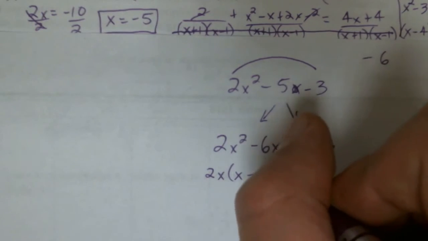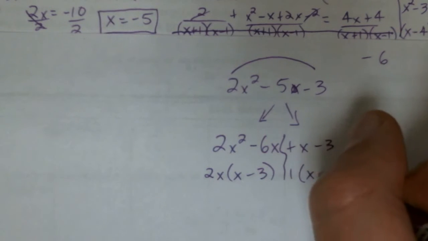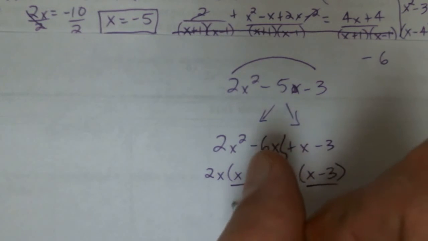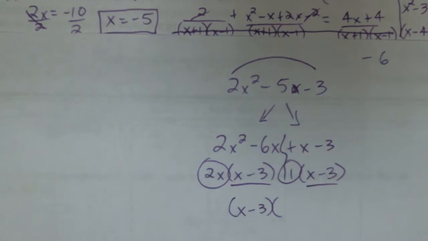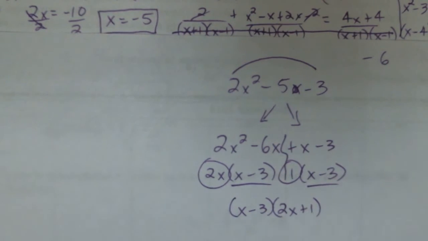That will leave me with x minus 3. There's nothing to do here. I can just pull out a 1. That's also going to leave me with the x minus 3. That's good news. They match. So one of my binomials, one of my factors is x minus 3. And the other factor is the leftover stuff on the outside, 2x plus 1.